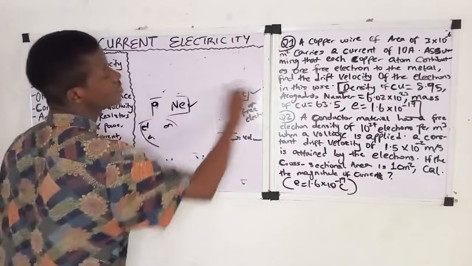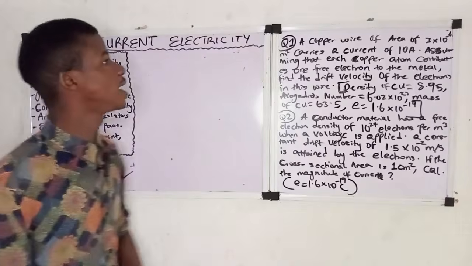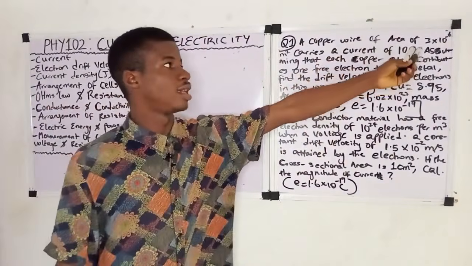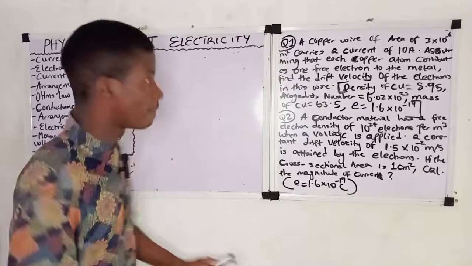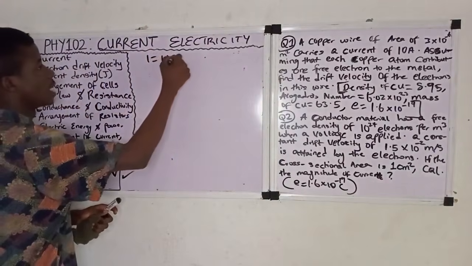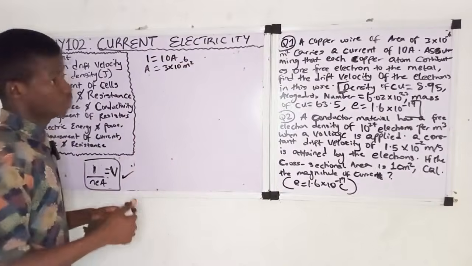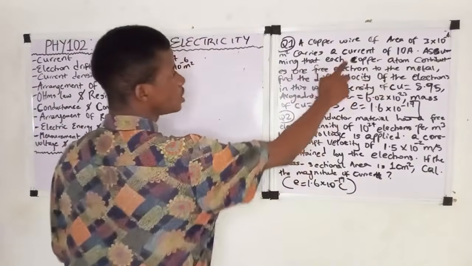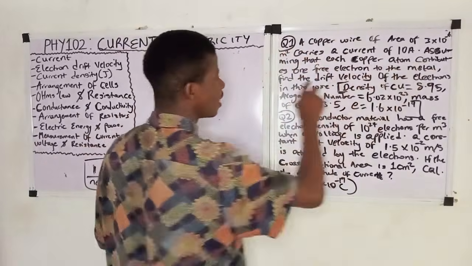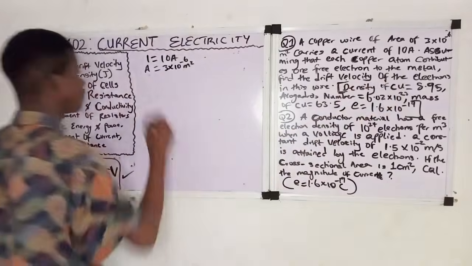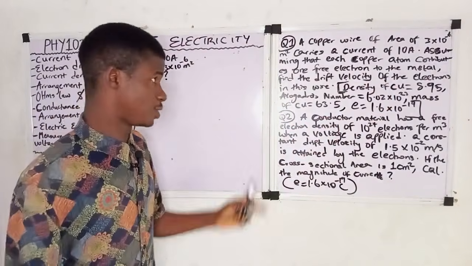All right, now let's solve the first question. It's very easy to solve. It says a copper wire of area 3 times 10 to the minus 6 meter square carries a current of 10 ampere. So the current is 10 ampere. Our area is 3 times 10 to the minus 6 meter square. Then, assuming that each copper atom contributes one free electron to the metal, find the drift velocity of the electron.